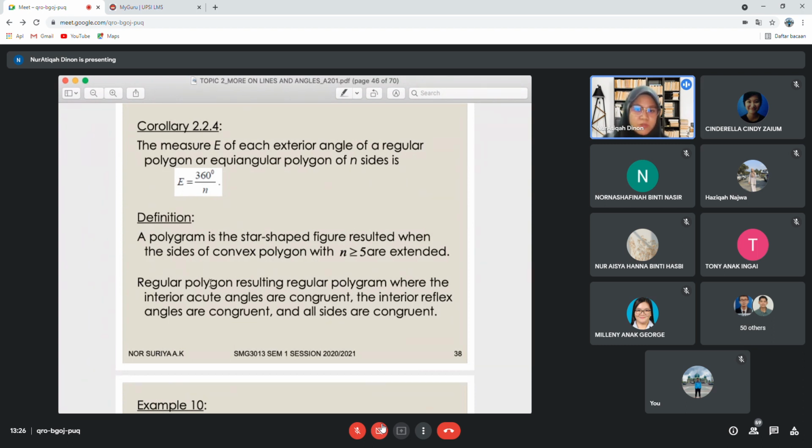And a regular polygon resulting in a regular polygram, where the interior acute angles are congruent, the interior reflex angles are congruent, and all sides are congruent. So there are three things that must be congruent: the interior acute angles, the interior reflex angles, and also the sides.